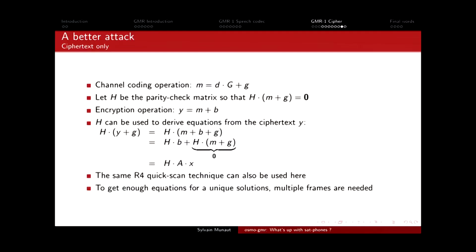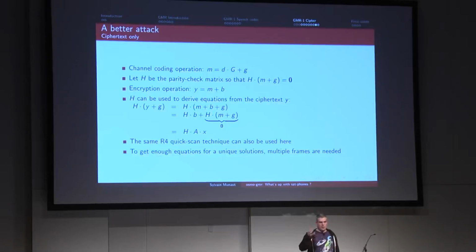Now, how do you go from a known plaintext attack to a ciphertext-only attack? I'm not going to detail that much, but essentially, the channel coding operation introduces redundancy, and you can null that out. If you take the last equation, you have H multiplied by y plus g. H is a function of the channel coding. You can compute it; it's known. Y is the data that you've received off the air, so you know it as well. G is also a function of the channel coding operation, so you know it.